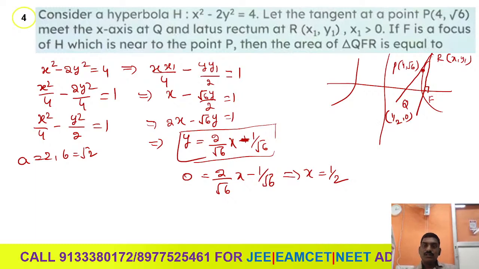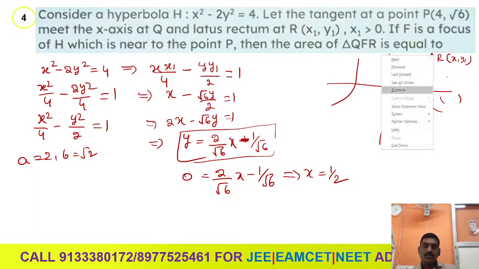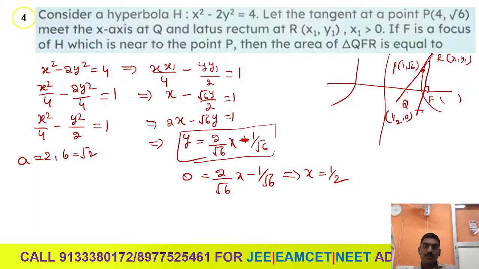Coordinates of P we have, coordinates of Q we have, and the focus we can calculate here, and the equation of the latus rectum. The equation of the latus rectum and the tangent both meet at a point, so we can get this point R also. Then after getting point Q, point F and point R, we can calculate the area of triangle QRF.